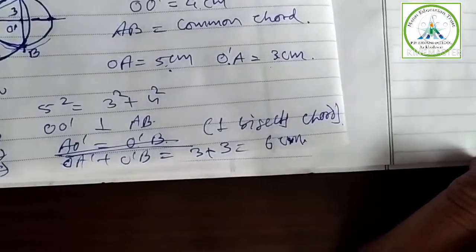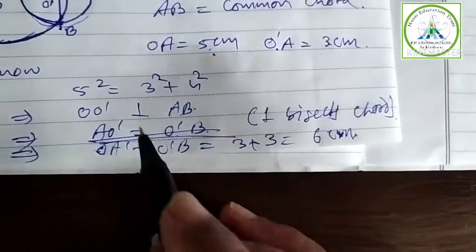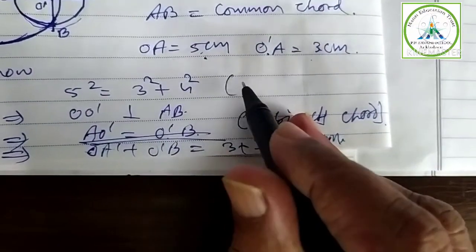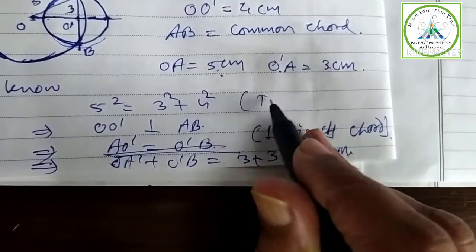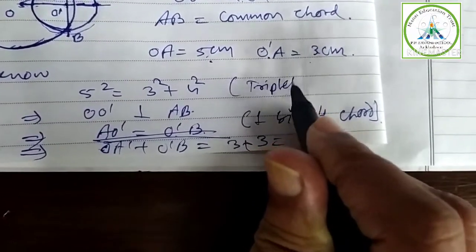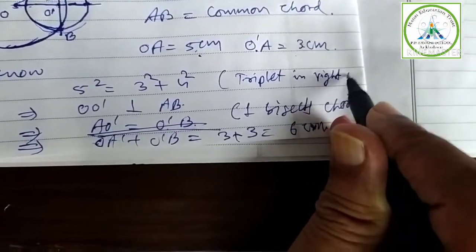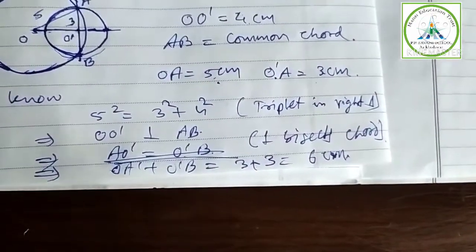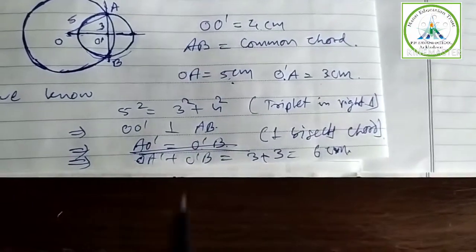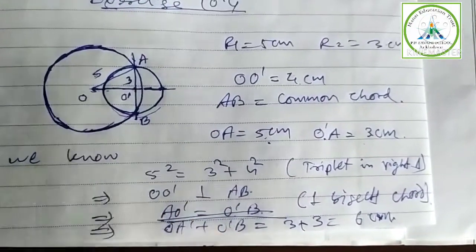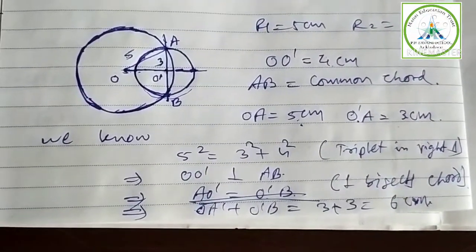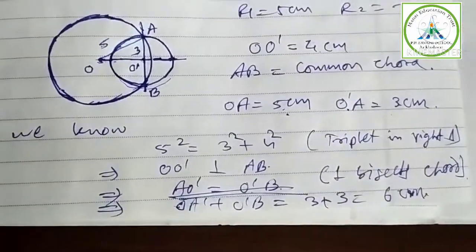Clear? Remember children, this is according to the Pythagorean triplet. We can write the triplet in a right triangle. Okay, please, the importance of this example is understanding and drawing the diagram. That's all. Okay, fine. Now we will take example 2.